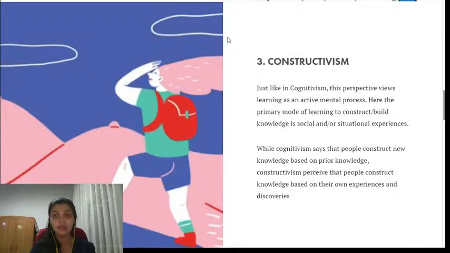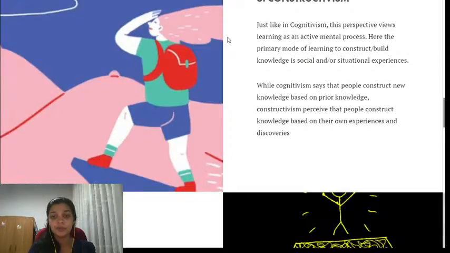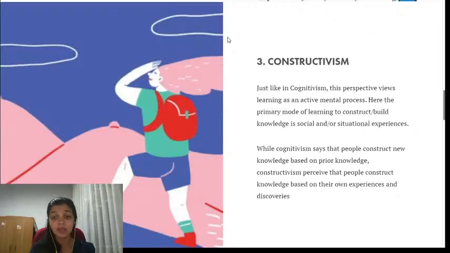So talking about constructivism, these two perspectives, I must say, are very similar in nature because both theories think that learning is an active mental process. Here, the primary mode of learning to build or construct new knowledge is social or situational experiences. So via social interactions or situational experiences, they gather knowledge and put it to the test. In constructivism, people construct knowledge based on their own experiences and their own self-discoveries. Self-exploration and developing new ideas via discoveries and combining them with prior knowledge is shown in constructivism.